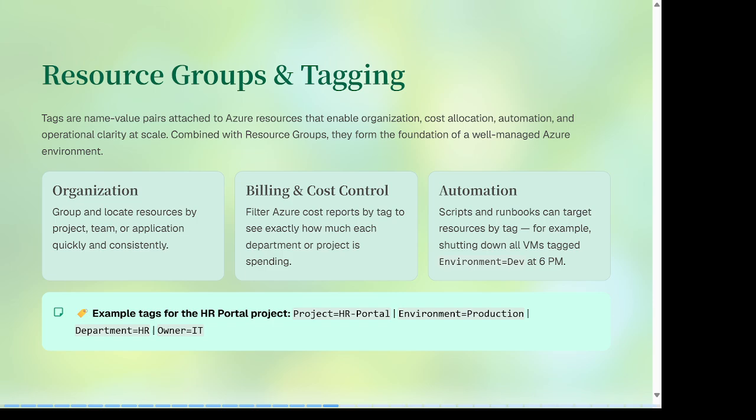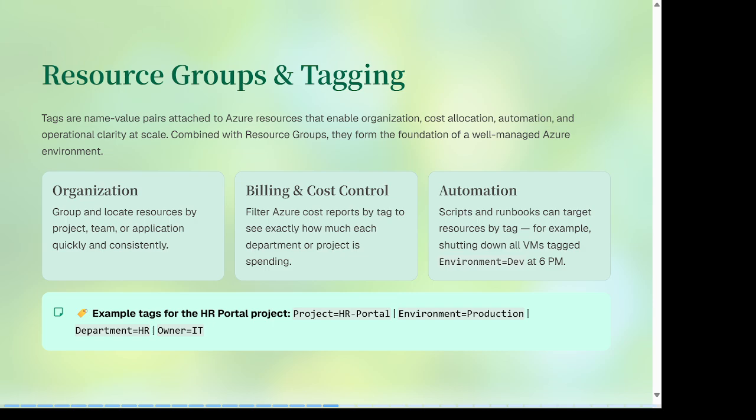Let's take a real application, HR portal project. You can apply tags like project equal to HR portal, environment production, department HR, owner IT. Now imagine this at scale across hundreds of resources. You can consistently identify ownership, track spending, automate operations, enforce governance.